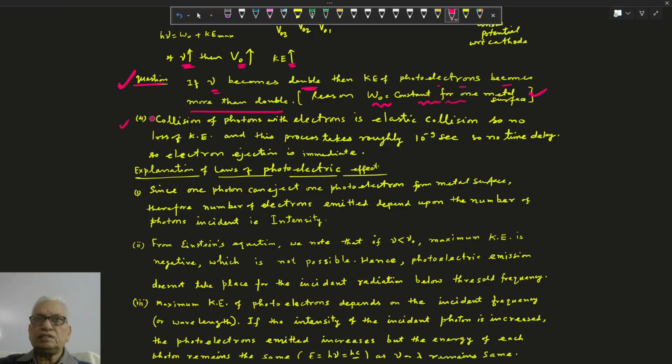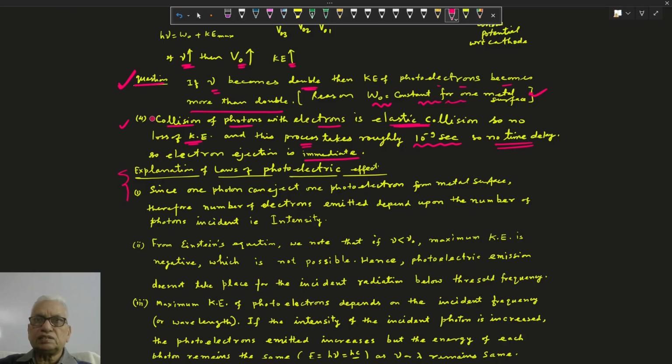The fourth point: the collision of photon with electron is an elastic collision. Means there is no loss of kinetic energy in this process. What is the time taken? Only nanoseconds. So this is an instant process with no time delay. The ejection of the electron is immediate.